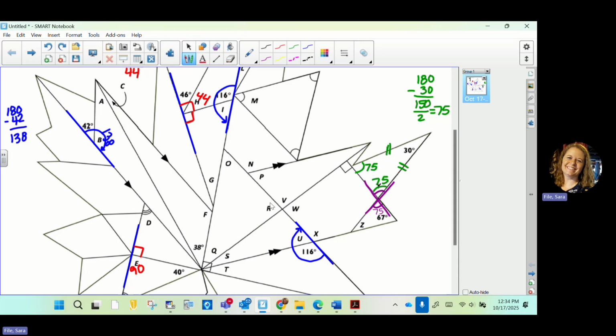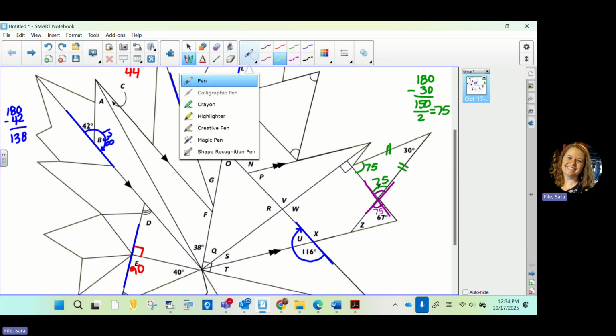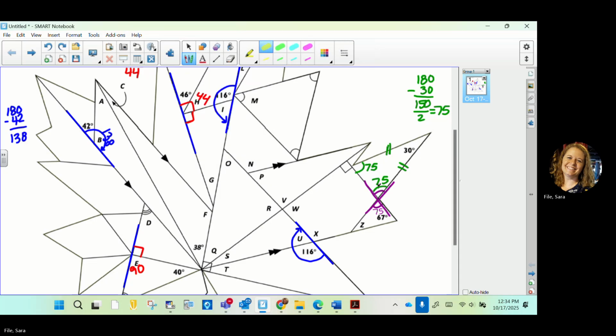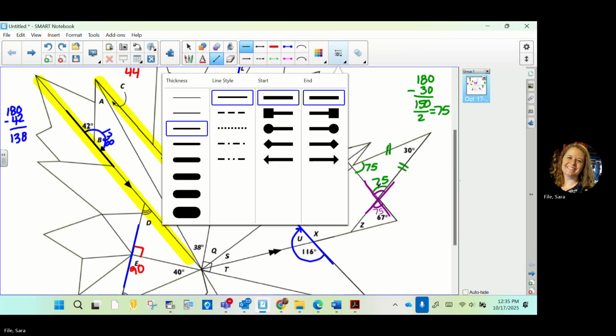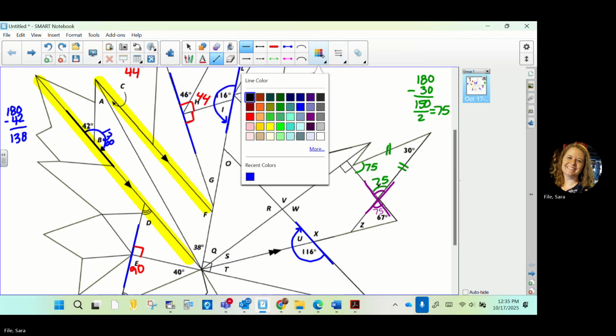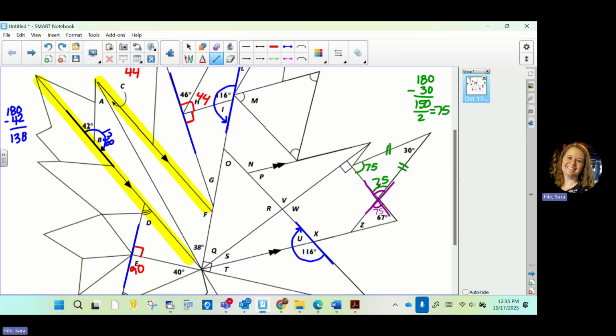Okay, one that we haven't talked about is parallel lines. If you have parallel lines and a transversal, let me highlight. Do you see how this line has an arrow on it and this line has an arrow on it? They're telling us those are parallel. And then you've got a transversal. So this is the transversal here that intersects those two.